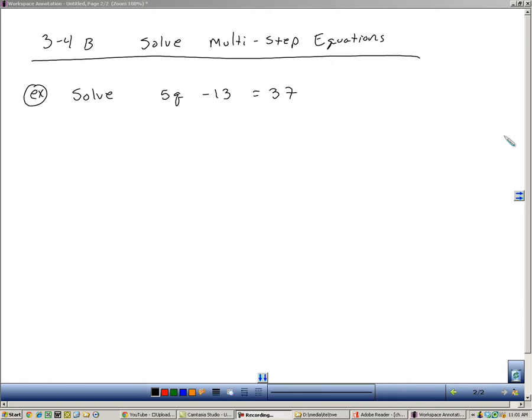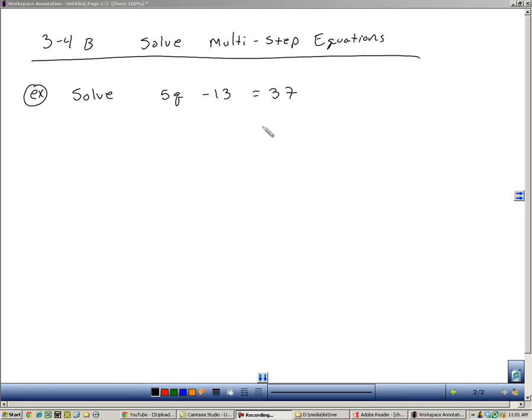Section 3.4b is about solving multi-step equations. The word multi means more than one. So we're going to have equations that involve more than one step to isolate the unknown. So we're going to have to use addition, subtraction, multiplication, and division all combined to help solve this equation.